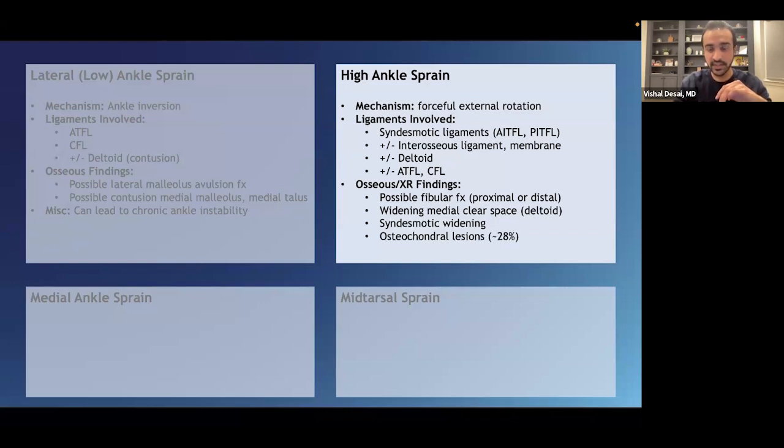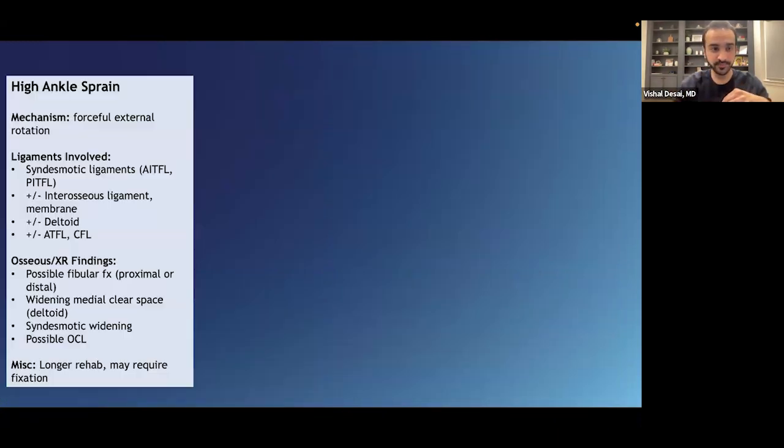All of these ankle sprains, but in particular high ankle sprains, may be associated with osteochondral lesions in close to 30% of patients with high ankle sprains. And as opposed to your standard ankle inversion injuries, the high ankle sprains usually have longer rehab and may require surgical fixation. So that kind of plate and screw fixation along the lateral malleolus with syndesmotic screws or sutures.